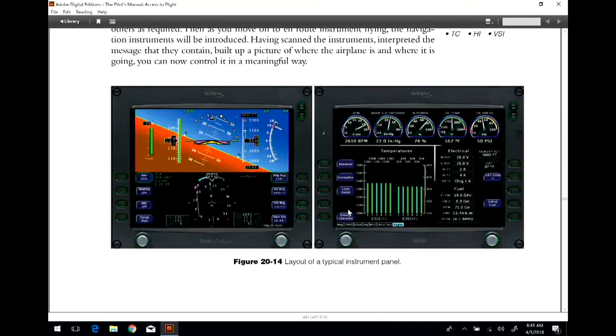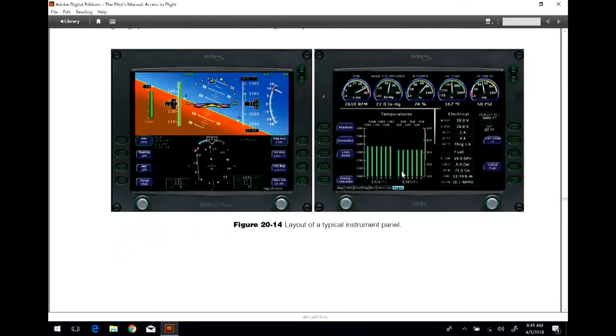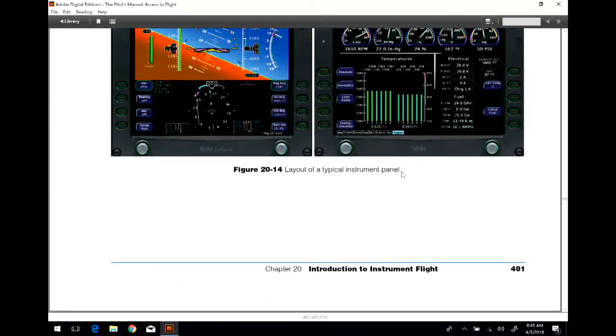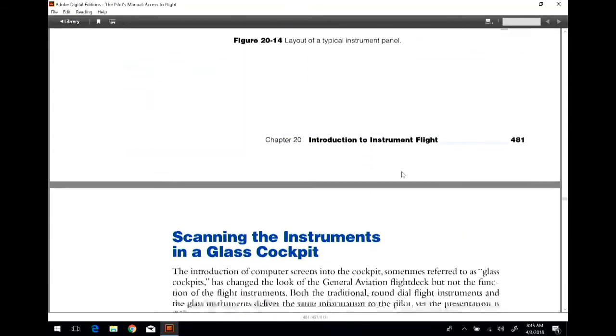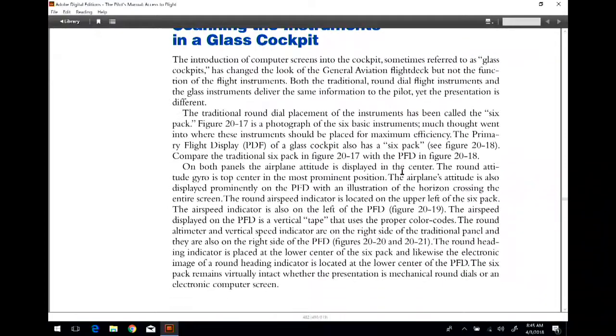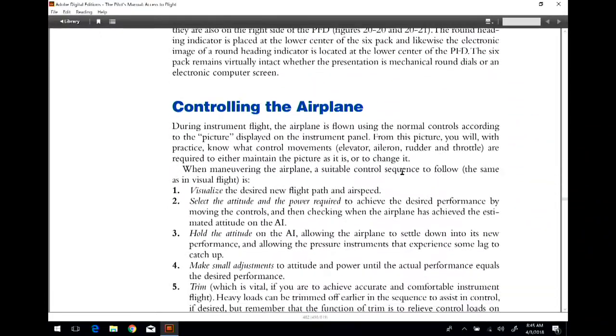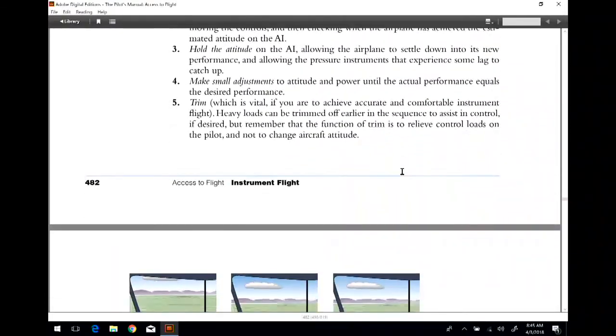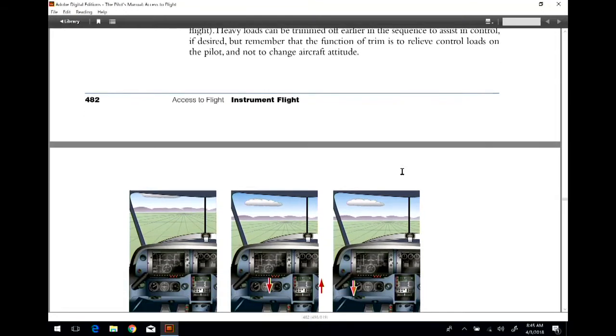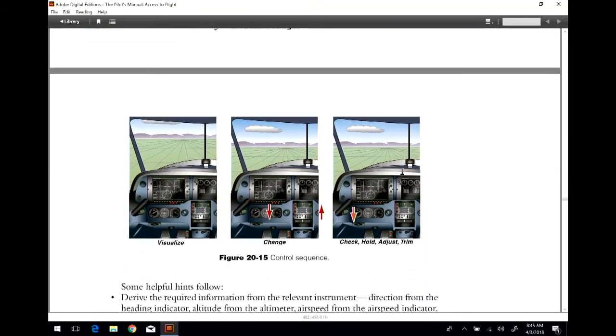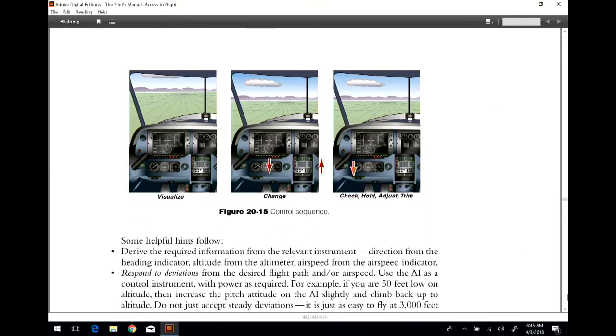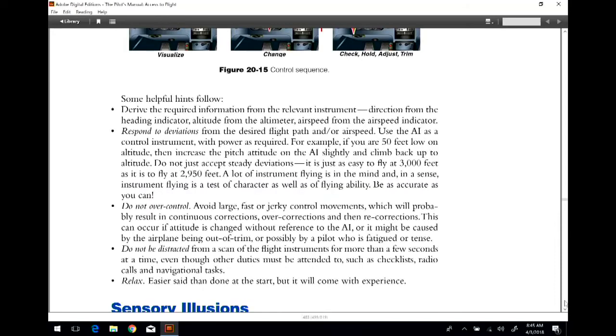This is on the Avidyne system here. This is Avidyne. Cirrus used to use the Avidyne systems before they switched everything over to the Garmin G1000 systems. I'm not sure who's using Avidyne anymore. Not sure at all. Scanning the instruments in a glass cockpit. Talk about that. Controlling the airplane. Yep, there's all of that. And all of this stuff is stuff that we've talked about.